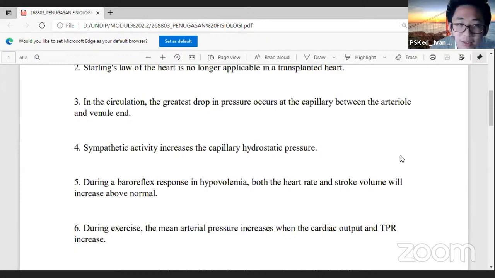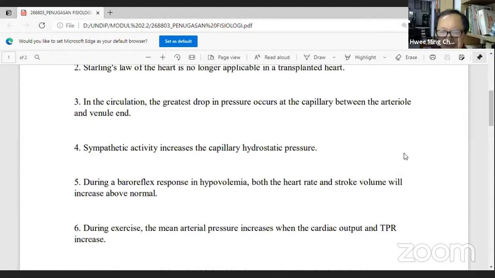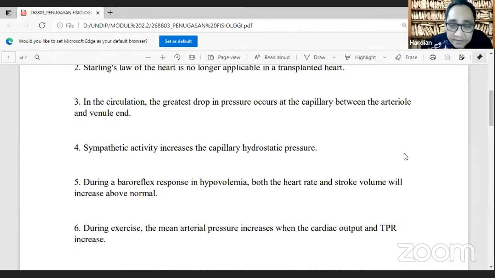Okay, doctor, my name is Ivan. Answer to question number 4. The question is, sympathetic activity increases the capillary hydrostatic pressure. The connection is bad.